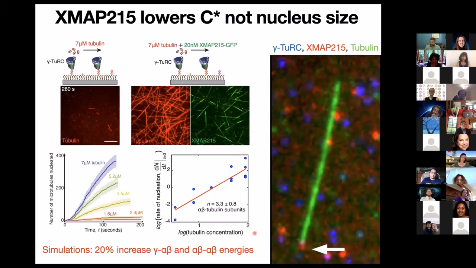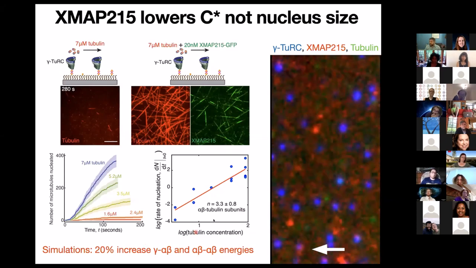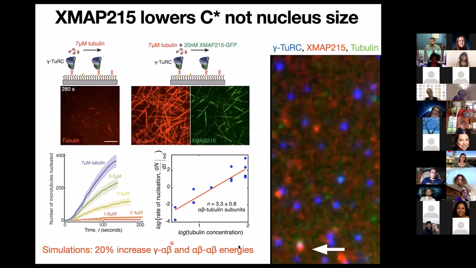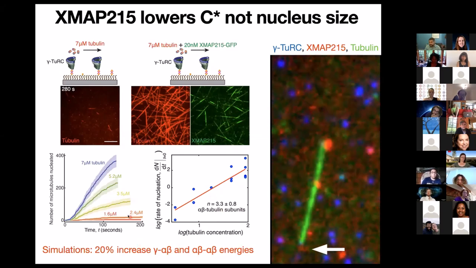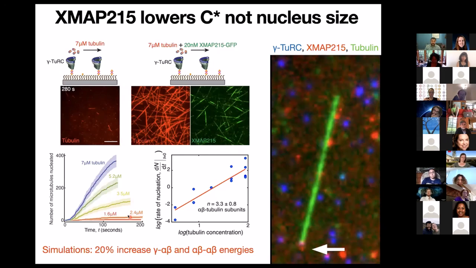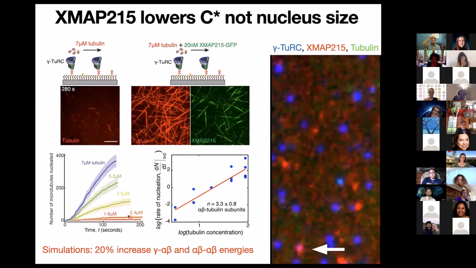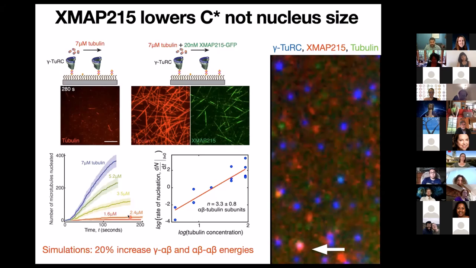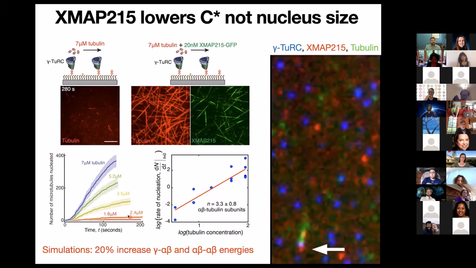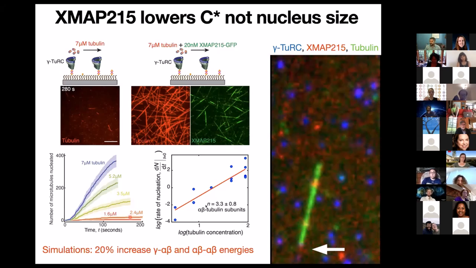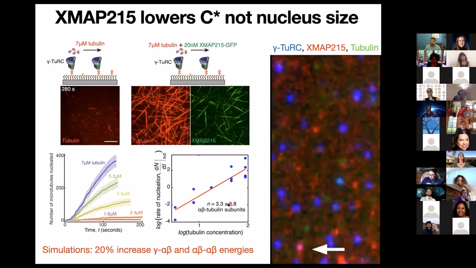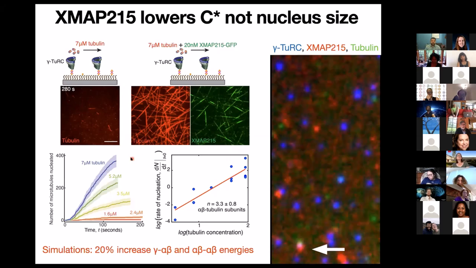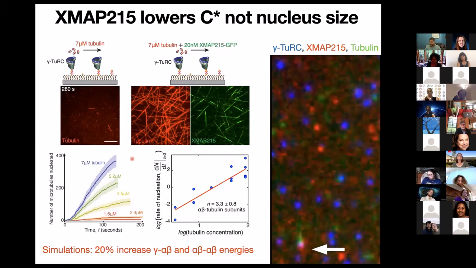And using our simulations, we've been able to show that this is consistent with increasing the alpha-beta and the gamma-alpha-beta association energies, so essentially the longitudinal association energies in the problem, by about 20%. And you can get this reduction in the critical concentration for nucleation, but importantly, you don't change the nucleus size very much. It's more or less just increasing the concentration.